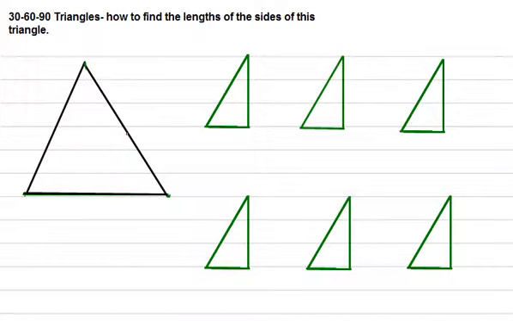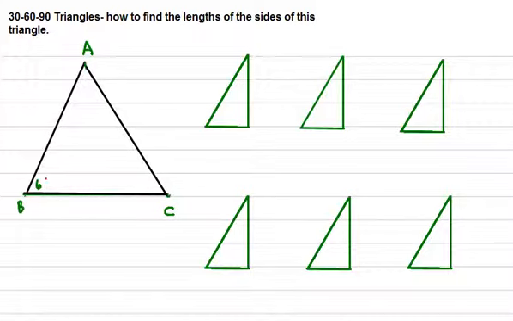We are going to use an equilateral triangle to find the lengths of the sides of a 30, 60, 90 triangle. And in an equilateral triangle, we're going to label our sides A, B, BC, and AC. So in our equilateral triangle, I know that each of the angles is 60 degrees.